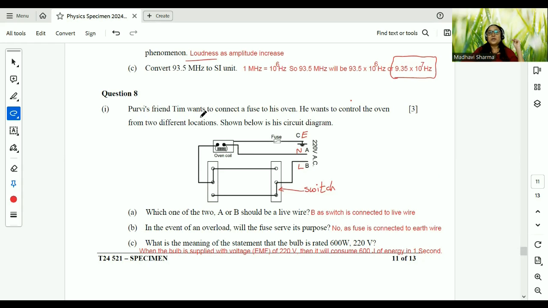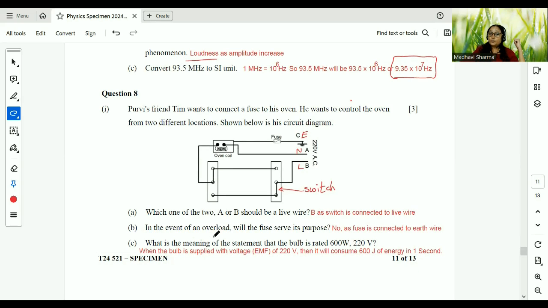Purvi's friend Tim wants to connect a fuse to his oven. He wants to control the oven from 2 different locations as shown in his circuit diagram. Here also and here also, 2 switches, the dual switch. Which one of the following, A or B, should be the live wire? Of course B. This is connected to the switch.